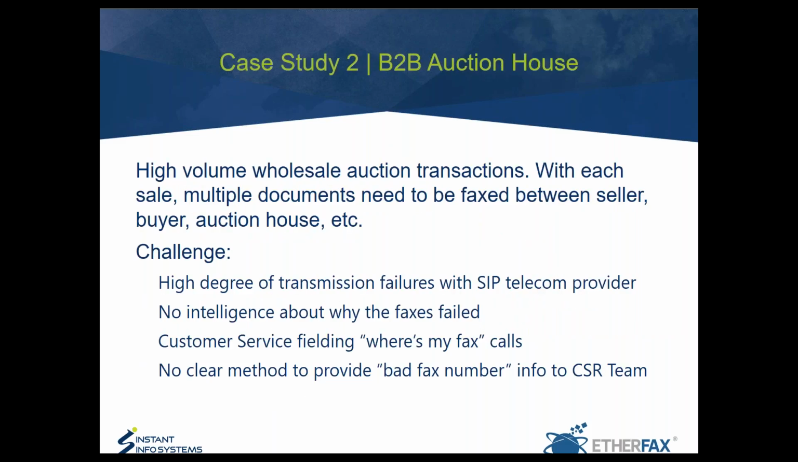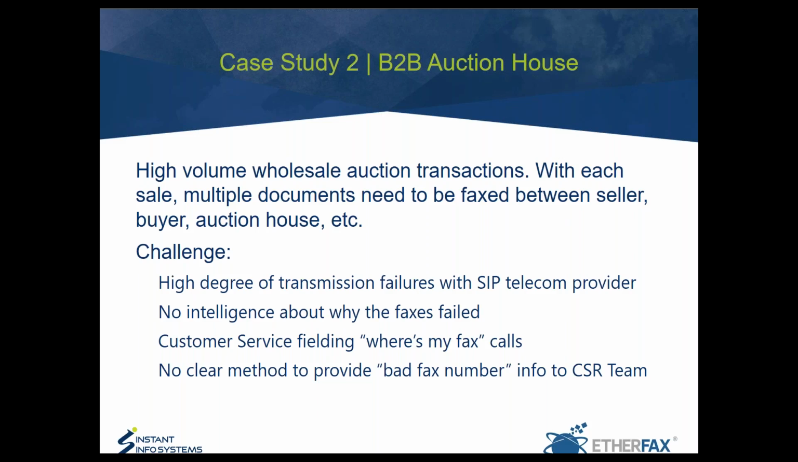Yeah, thanks, Paul. With this case study, this was an auction house, and they're in a situation where they had to send transactional information, or confirmations of purchases made by a customer, at the end of the day to memorialize a transaction, a purchase they had made through one of their auction sites.